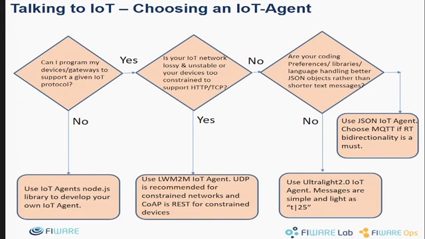And if your devices are not that constrained, then you can use JSON to communicate with your devices, or a text-based protocol that we call Ultralight 2.0. And you have different alternatives for the transport. You have HTTP transport, or you have MQTT transport.